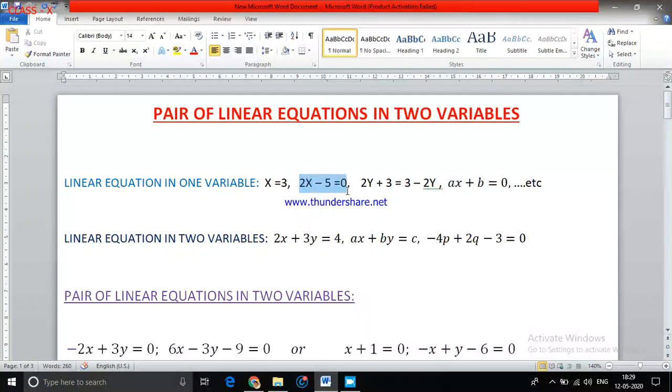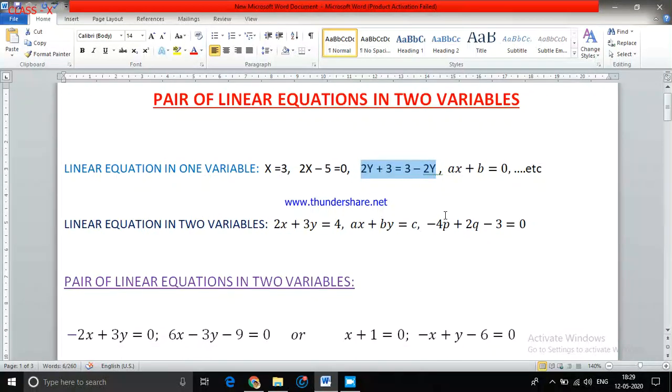For this equation 2x minus 5 equals to 0, if I want to find the x value, then x will come as 5 by 2. Minus 5 will go to the right hand side and 2 will go to the denominator, so x will be 5 by 2. And if I want to solve this equation, 2y plus 3 equals to 3 minus 2y, then I think I'll get the y value as 0. Okay, y value will be 0.